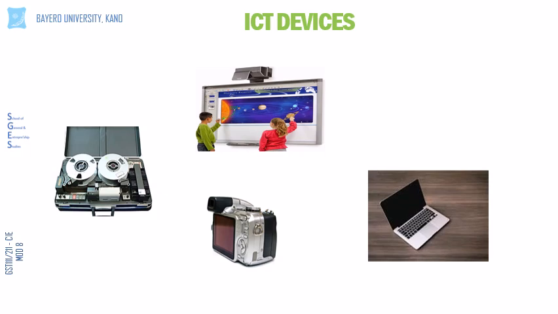These are some of the pictures of the ICT devices we have cited. The tape recorder is there, the white interactive whiteboard is there, you can see the students there using it, and then there's the digital camera, and of course the computer, which is the laptop here. There's also a desktop computer.